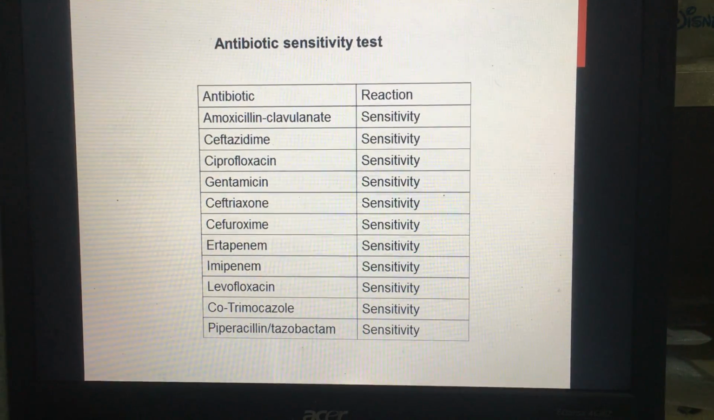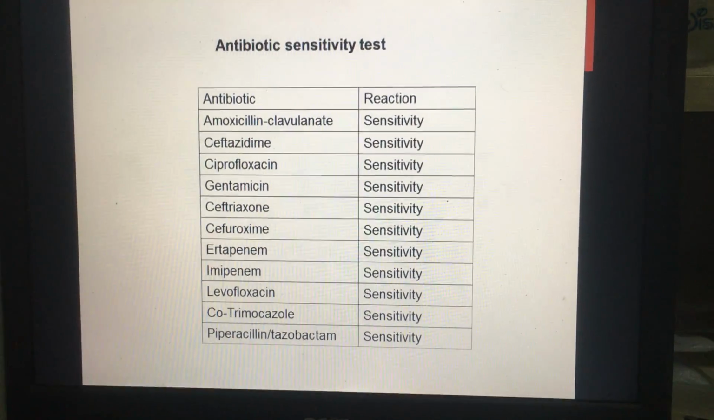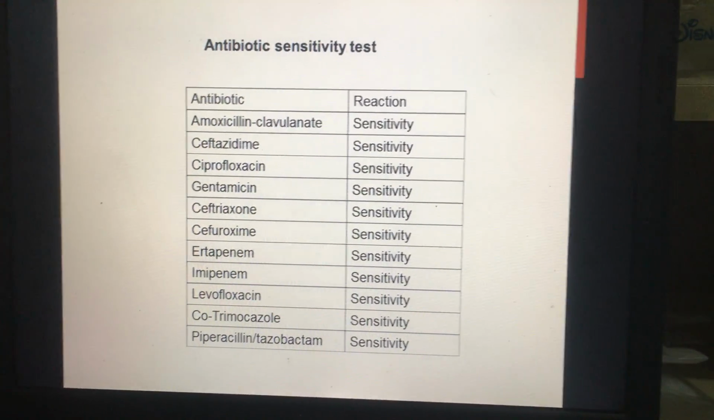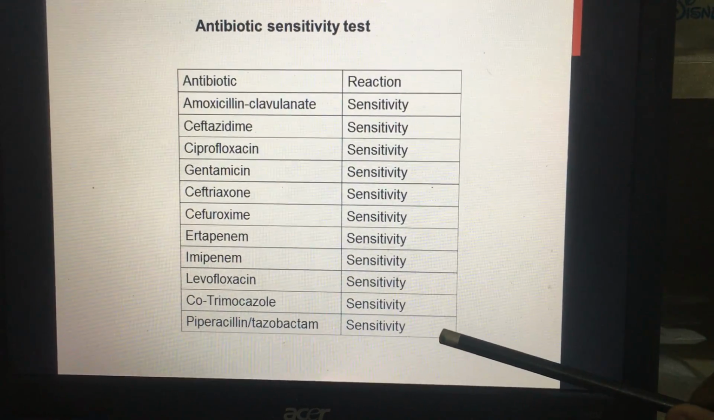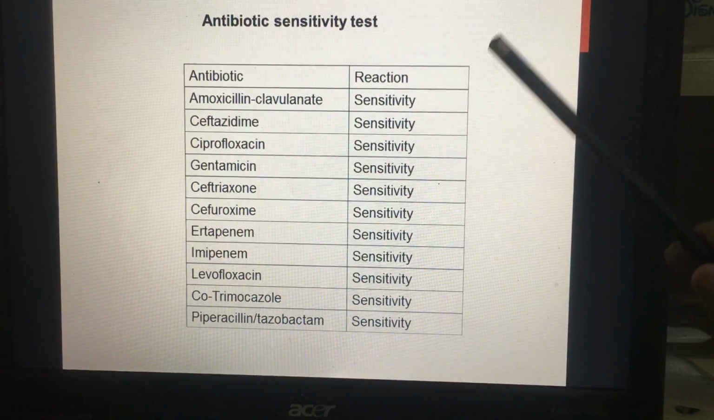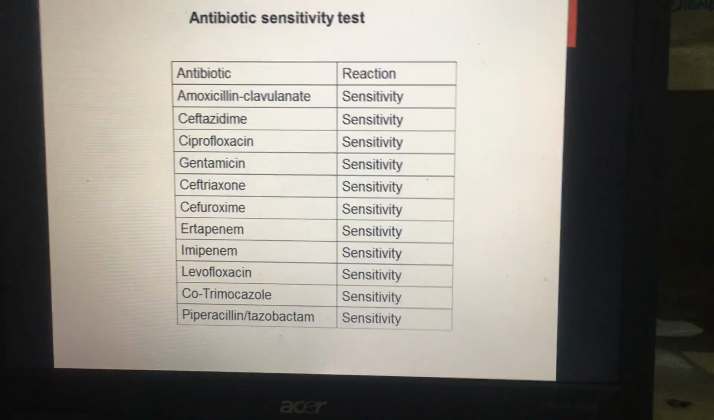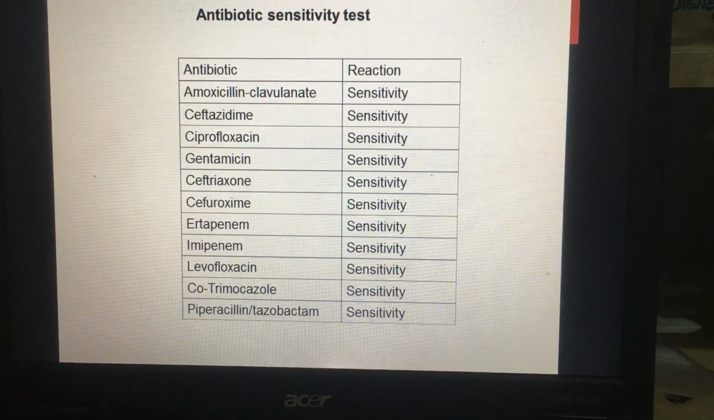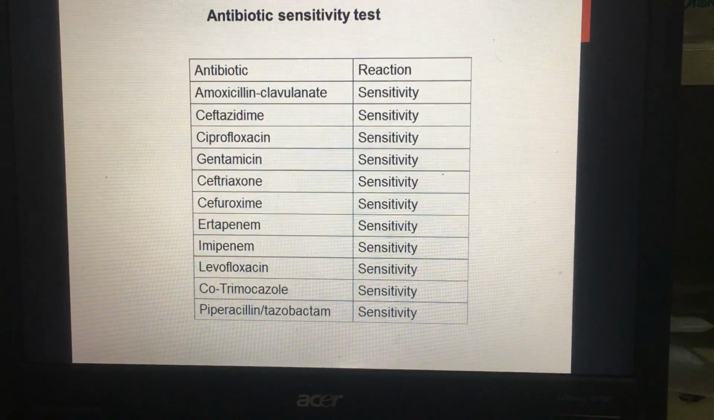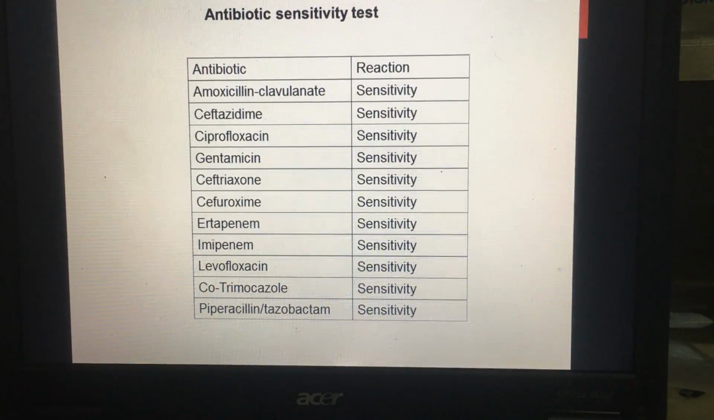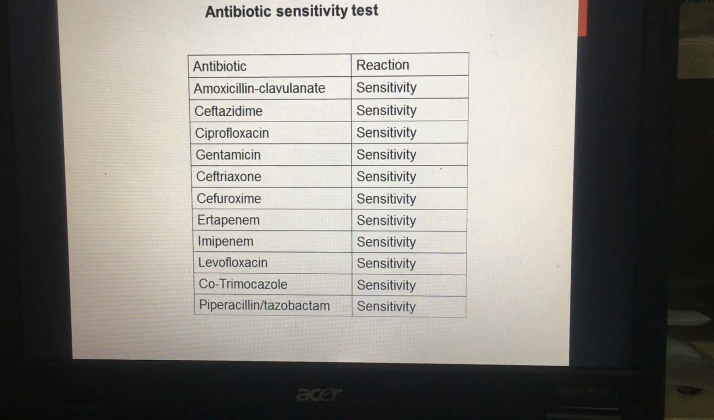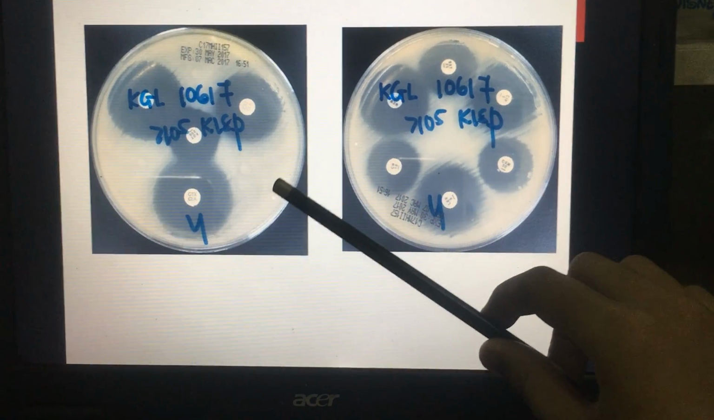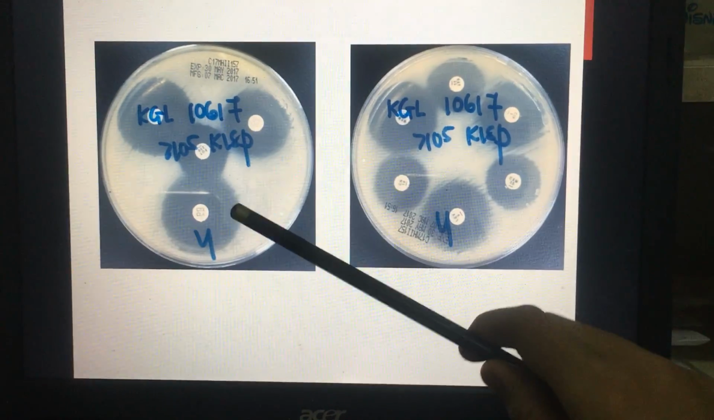Next, we also sent the urine to make the AST and culture also. So this is the result, which shows antibiotic sensitivity: amoxicillin, ceftazidime, ciprofloxacin, gentamicin, ceftriaxone, cefuroxime, ertapenem, imipenem, levofloxacin, cotrimoxazole, piperacillin or tazobactam. Next, okay, this is the result.